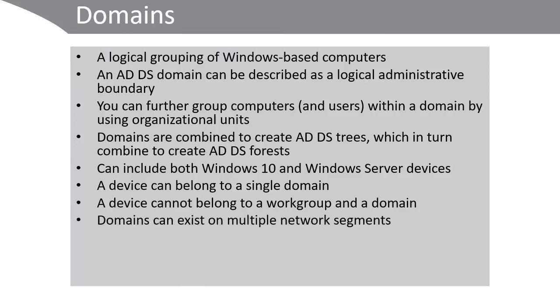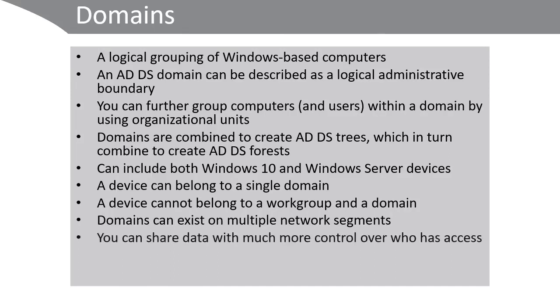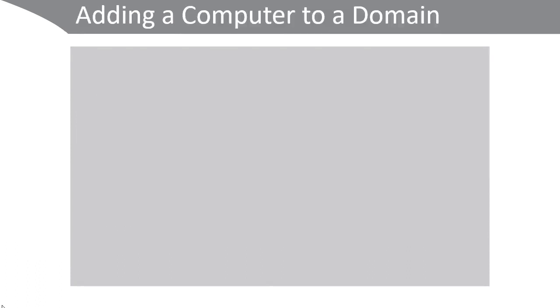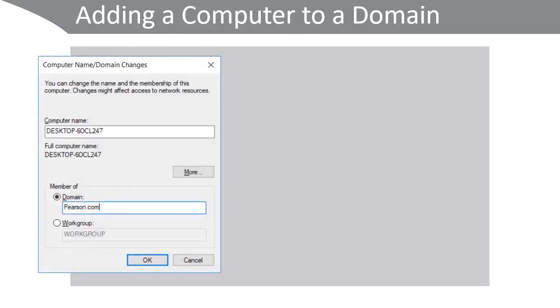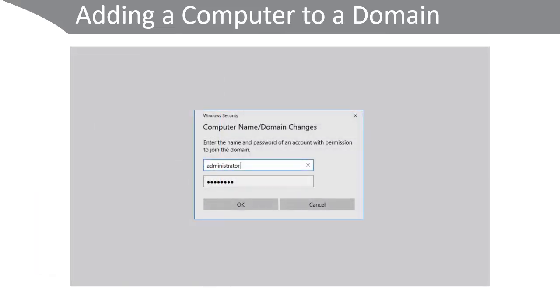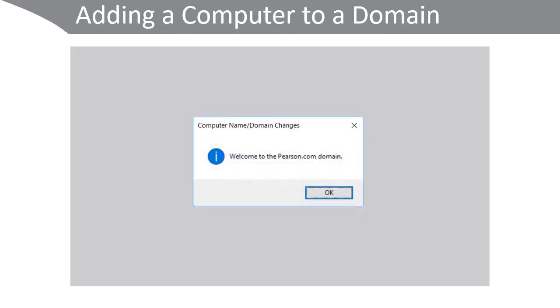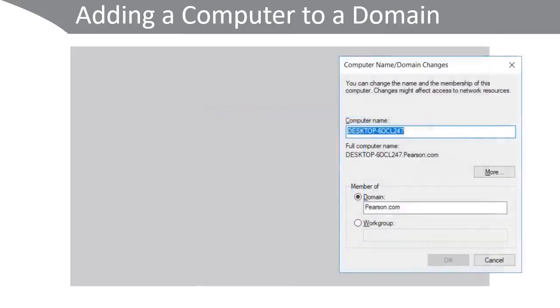Domains can exist on multiple IP network segments. When sharing resources, you can share data with much more control over who has access. To add a computer to a domain, once again open up the System Properties dialog and then access the Change Settings link, and then within the Computer Name Domain Changes dialog box, under the Member Of heading, click Domain and type the domain name. You'll be prompted for a username and password which has the appropriate permissions to join the computer to the domain. Typically that might be a domain administrator. If that's successful, you'll receive the Welcome to the Domain notification. You can now see that the fully qualified domain name of the computer has a pearson.com suffix. This computer now belongs to the domain.